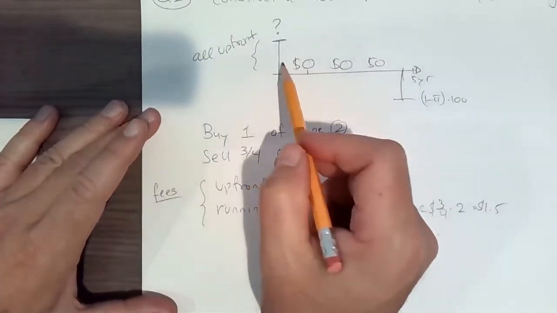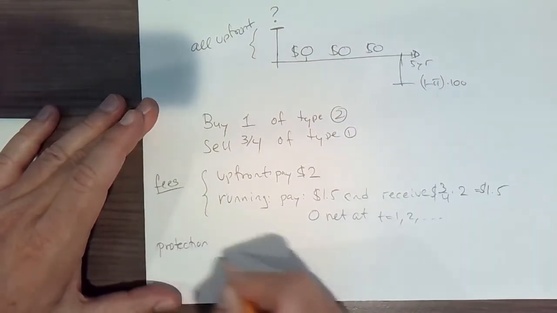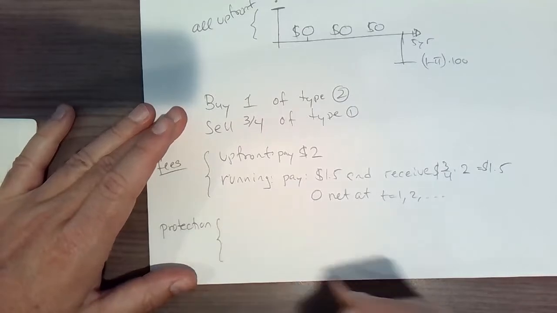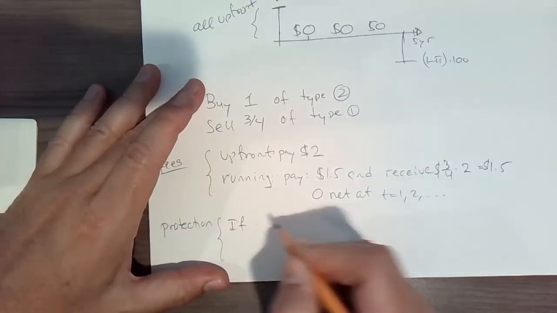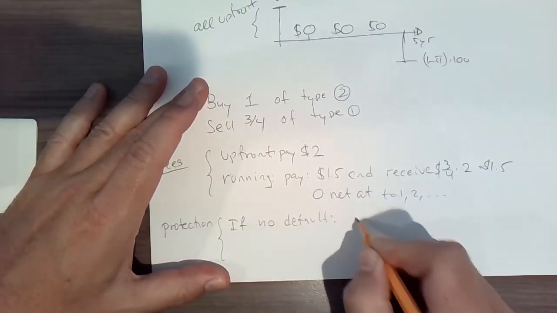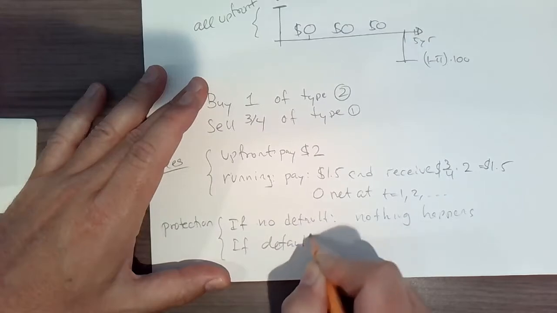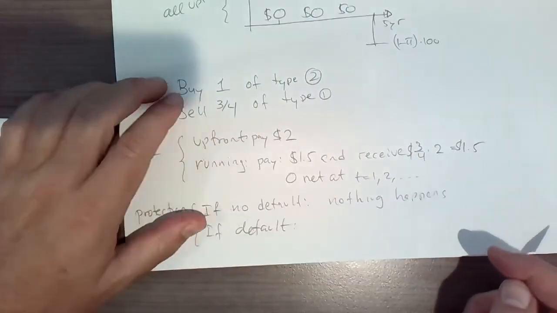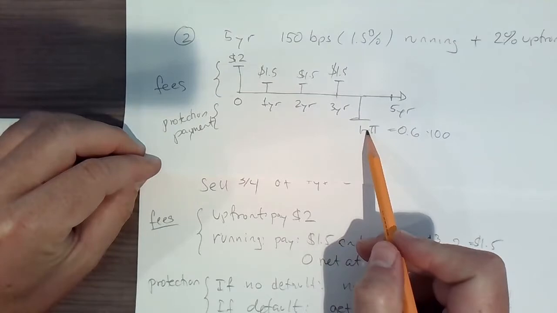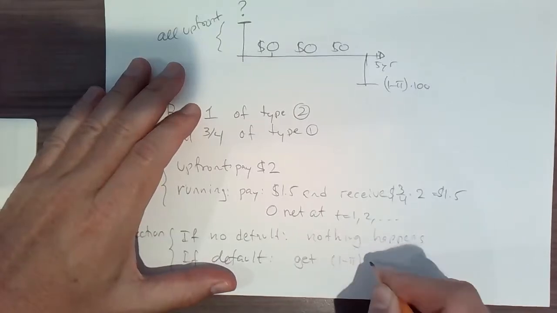And what about the bottom part, so the protection? Well, if there's no default, then nothing happens. If there's a default, I'm going to get protection from this one. So I'm going to get 1 - pi times 100. That's because I bought protection.